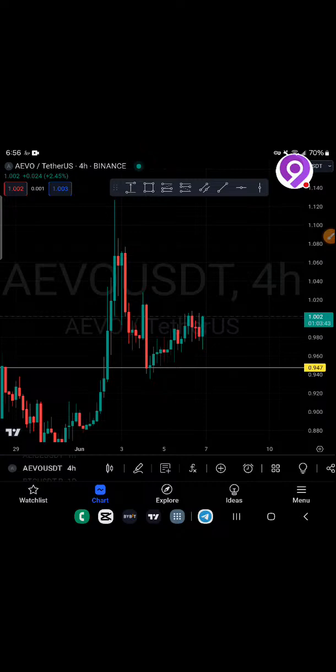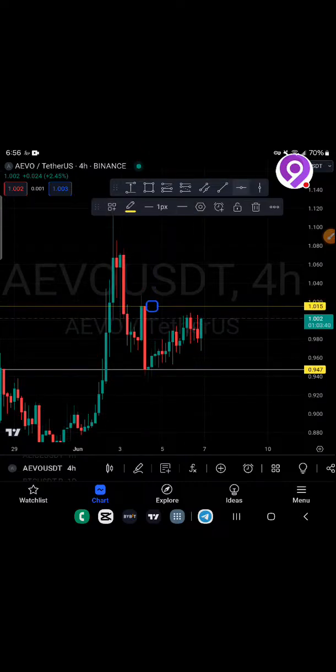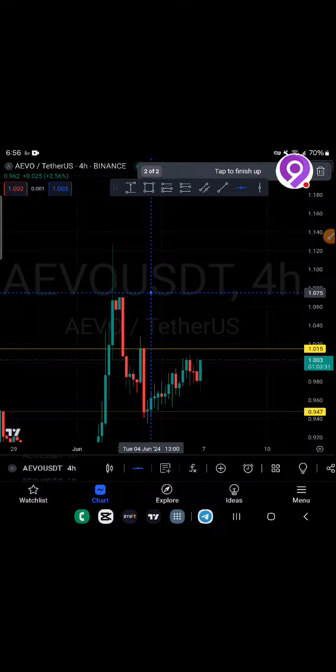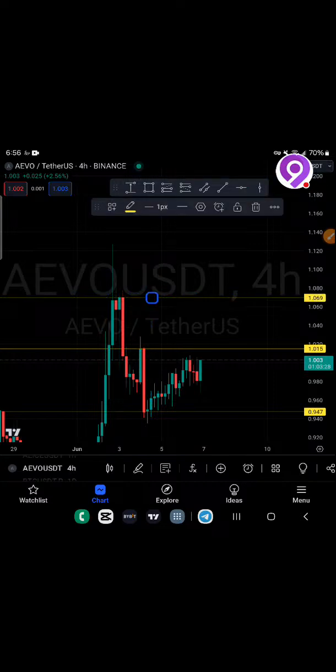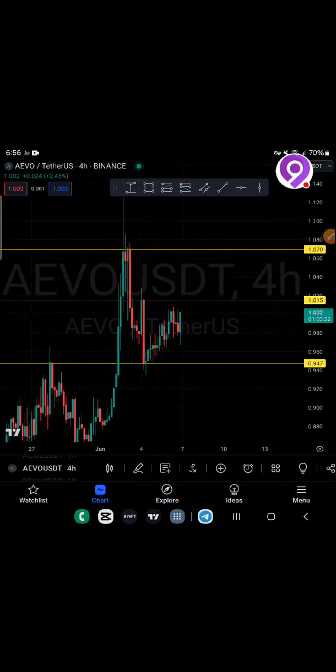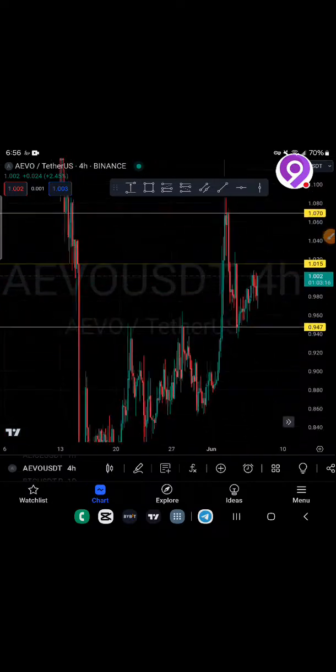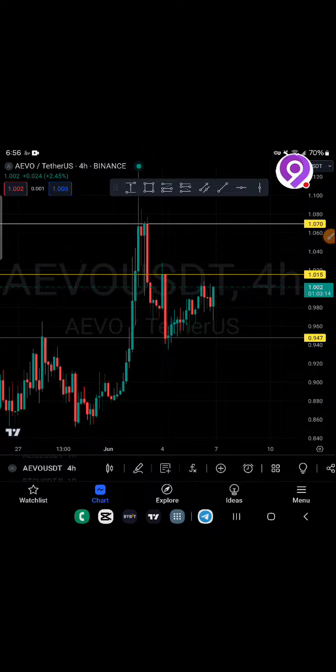Now, another thing I can see here is that if this coin closes above 1.015, then the uptrend will continue all the way to 1.069, or let's say 1.07. That's it. Because the coin actually is looking like it's recovering. So for you to go long on this coin, wait for the candle to close above 1.015. Then your TP will be around 1.070.